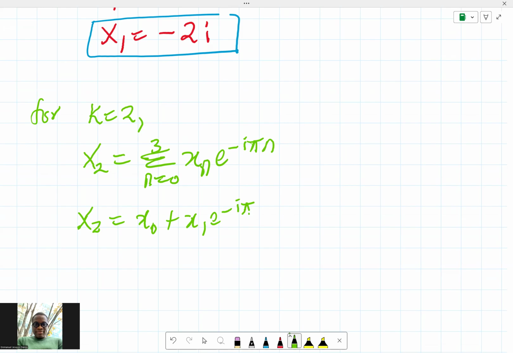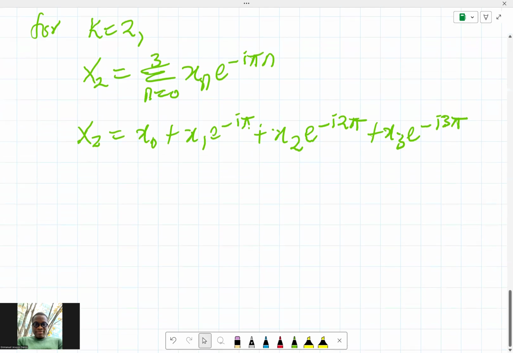So minus i pi, then plus x2, because n is 2 now, plus x2 e raised power minus i 2 pi. Then for x3 now, we have x3 e raised power minus i 3 pi.